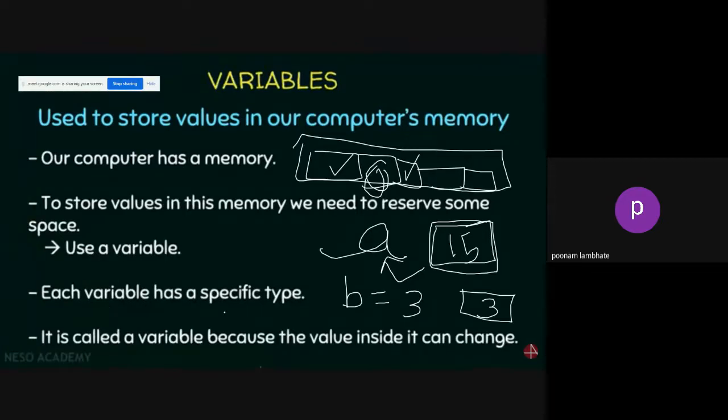Now each variable has a specific type like int, char, string, and so on. And why is it called a variable? Because you can store a value in the variable and it may change. Initially, A may be equal to 5. Then after some lines of code, I'm saying A becomes equal to 12. Okay, so the value of A is changing, right? The name of the variable is A only, but the value that A is holding is changing. That is why this A is called a variable.